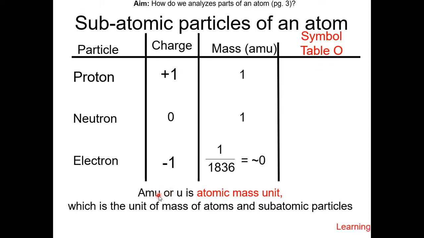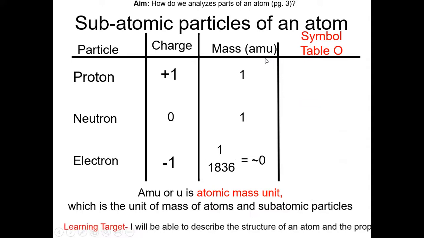Okay, so as I stated before, AMU or U is atomic mass unit. Either one is fine, they both stand for atomic mass unit, which is the unit of mass of atoms and subatomic particles. So now let's go to Table O in the reference table. So flip there, we're going to look up the symbols of these particles on Table O. You do not need to memorize them because they're on the reference table, but you must be able to interpret them. For proton, this is P, neutron is N, and electron is E.